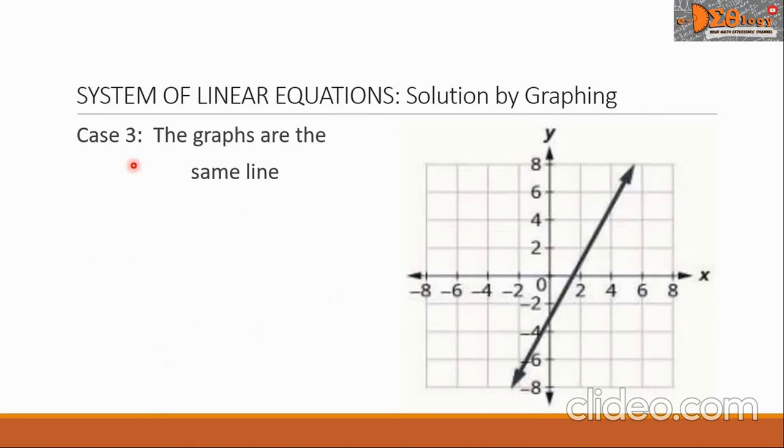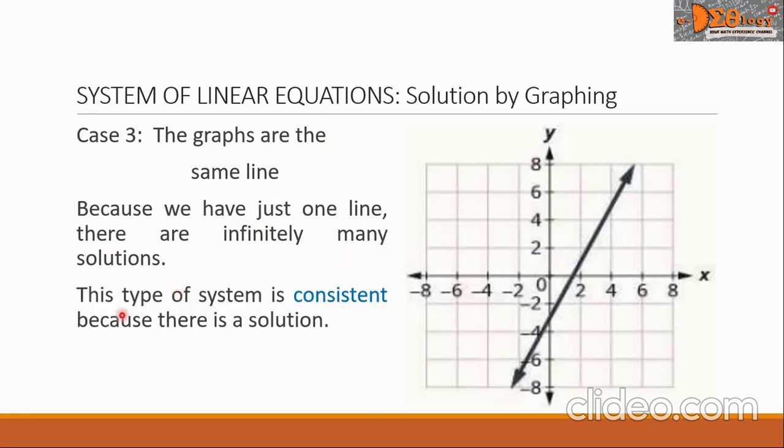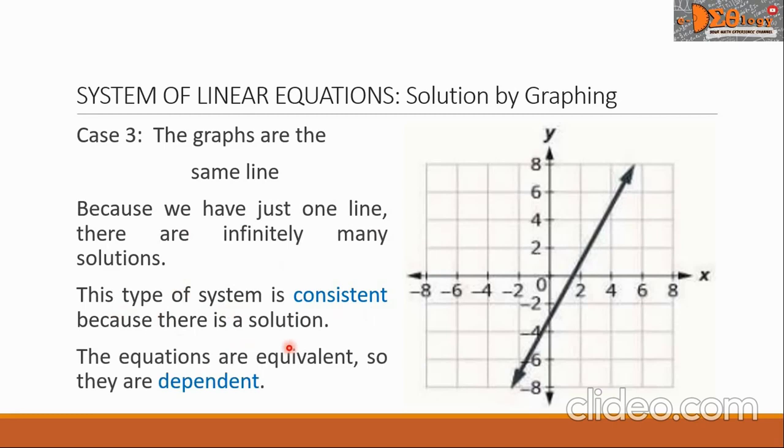Case 3 is the graphs are the same line. And in this figure, we can see one line, but it represents the graphs of both equations. Because we have just one line, there are infinitely many solutions. This type of system is consistent because there is a solution. The equations are equivalent, so they are dependent.